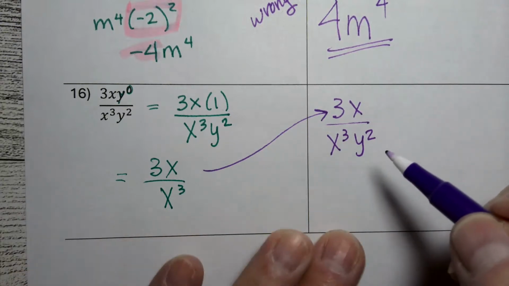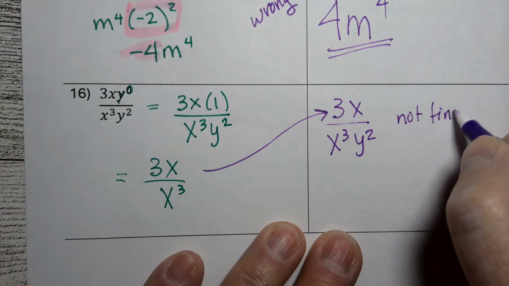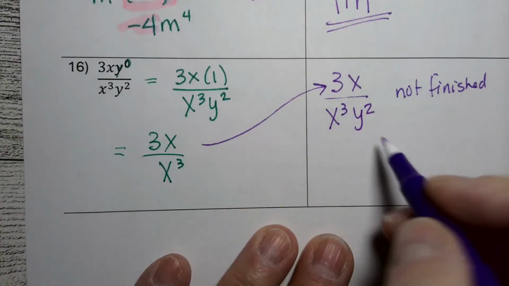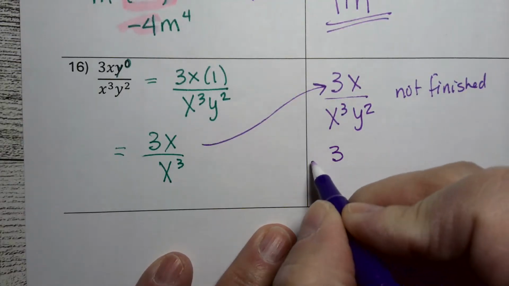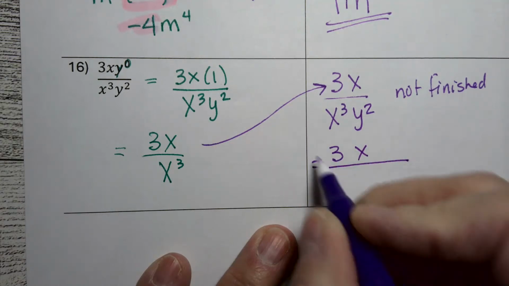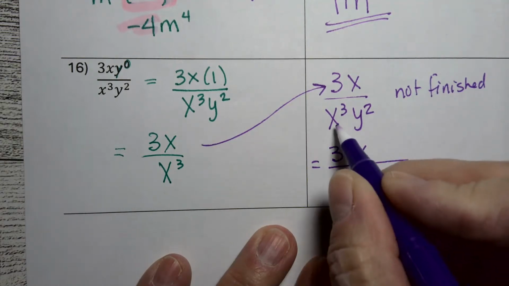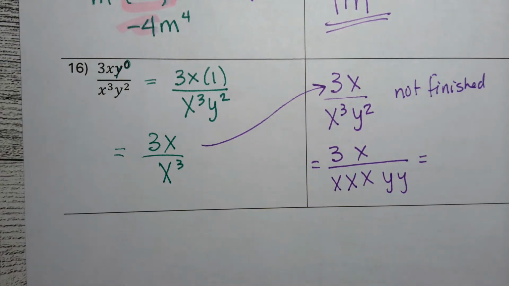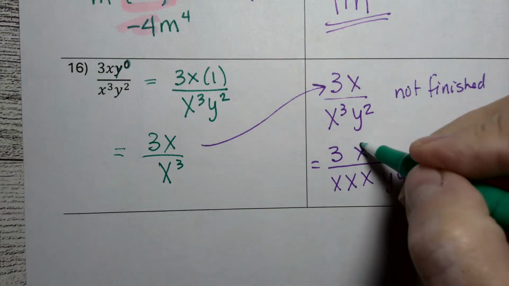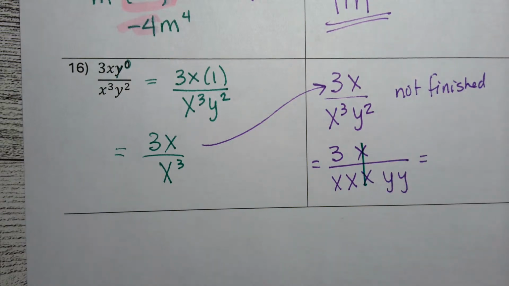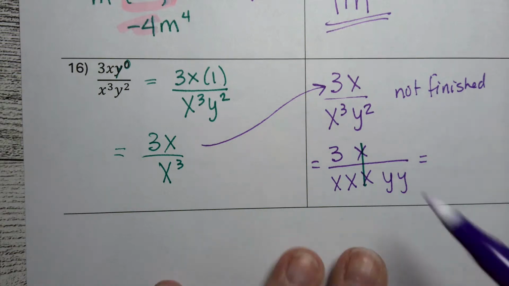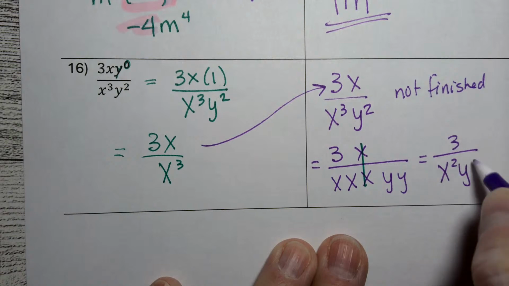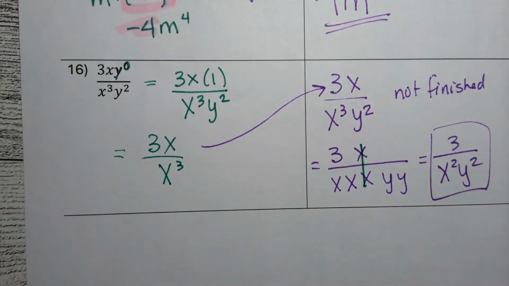And then the second thing is that it's not finished, because you can still do something with these x's. If I expand this out, you have 3x, and then I had x cubed, which is 3 x's on the bottom, and then there are 2 y's. But what's going to happen here is there's a 1 right there. So those x's, we say they cancel out, but they just really equal 1. So 3 times 1 is 3. I have 2 x's on the bottom and 2 y's on the bottom. So that is your answer.